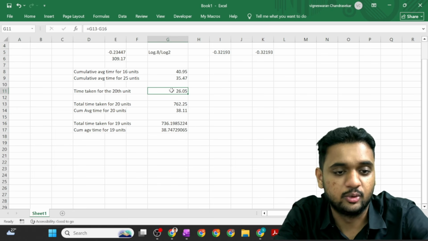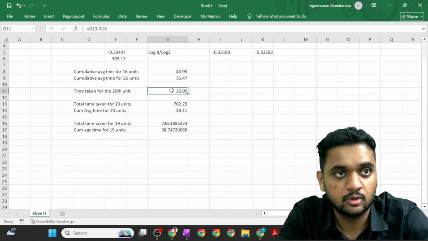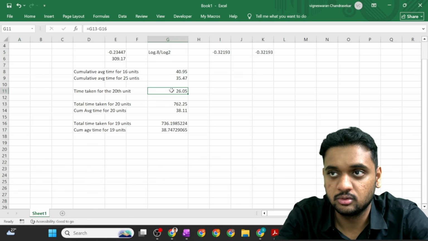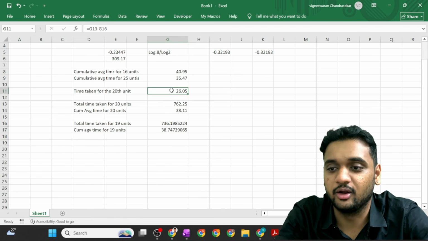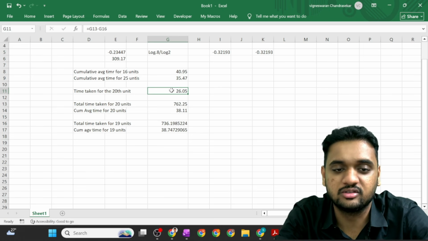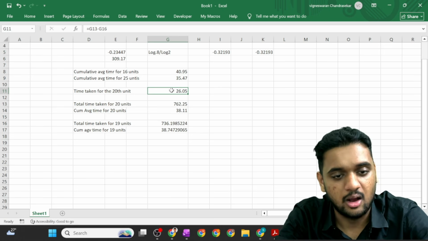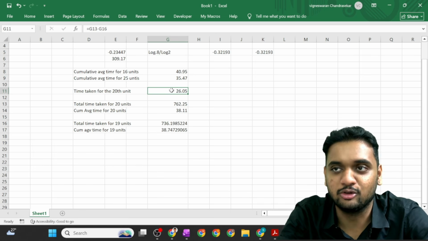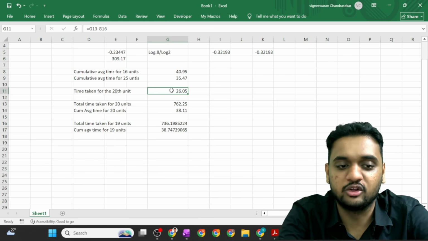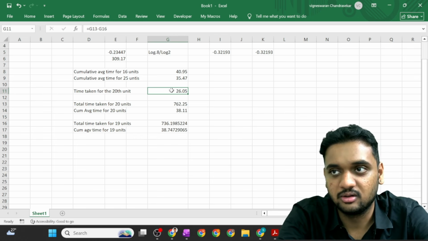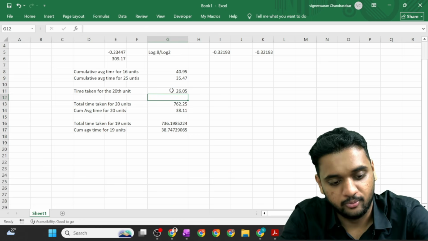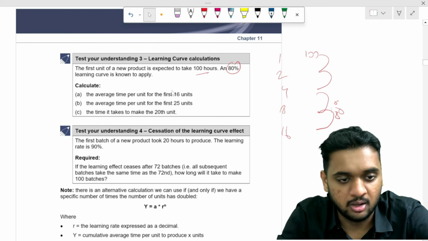What is the time taken for the 20th unit? 26.05. Understood all of you? What are you getting? What is the total time for 20 units? 762. What is the total time for 19 units? 774? The total for 19 units cannot be more. What mistake did you do? What is the cumulative average time for 19 units? Okay. Now you got it, understood all of you. Now come to question number 4.